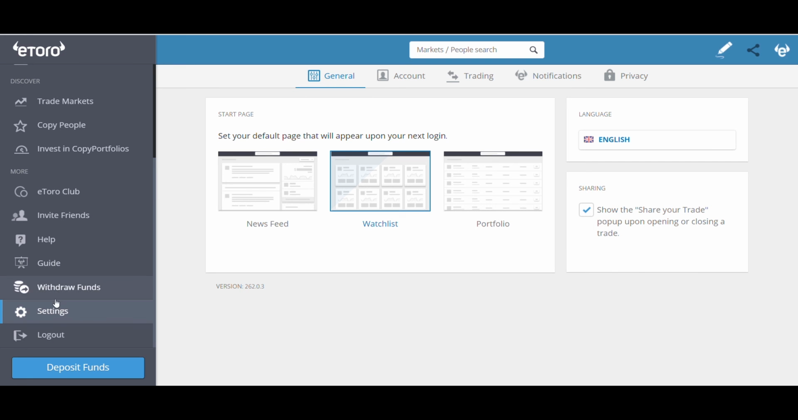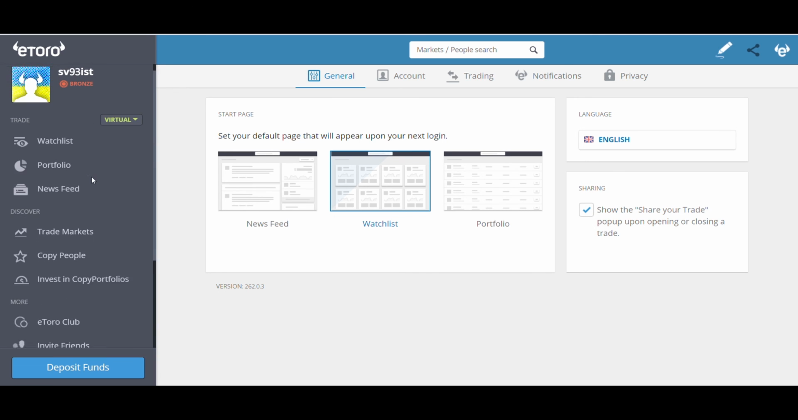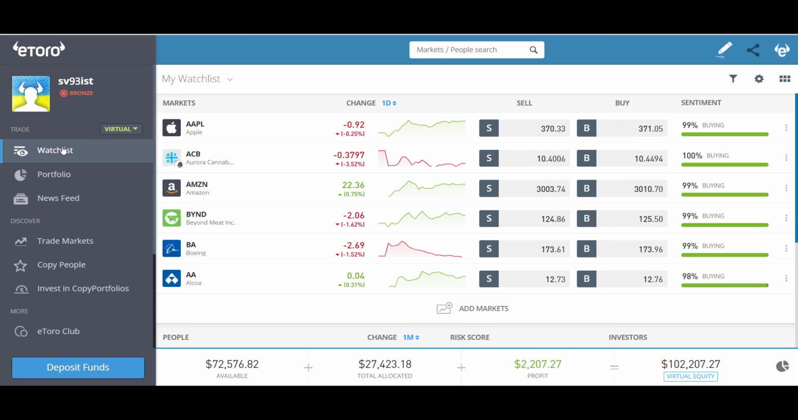So this is pretty much it. If you have any questions on eToro, just comment below and we can discuss, and I'll try to help with all questions on eToro.